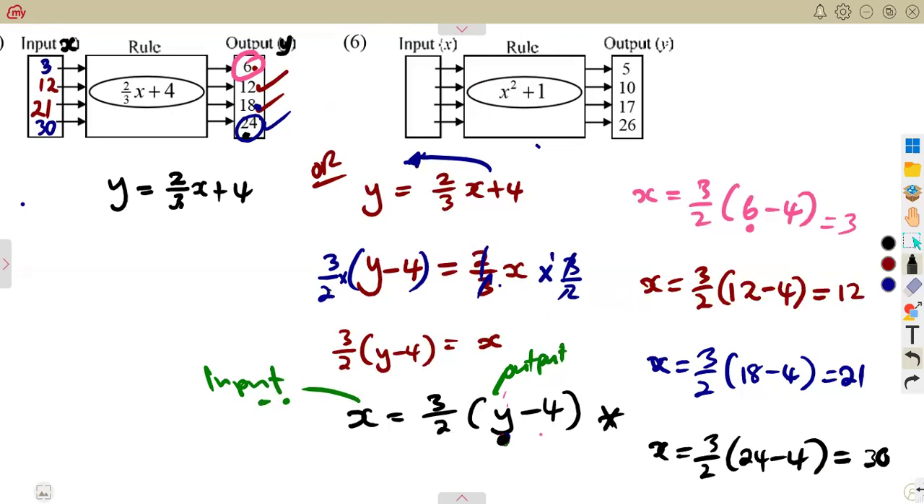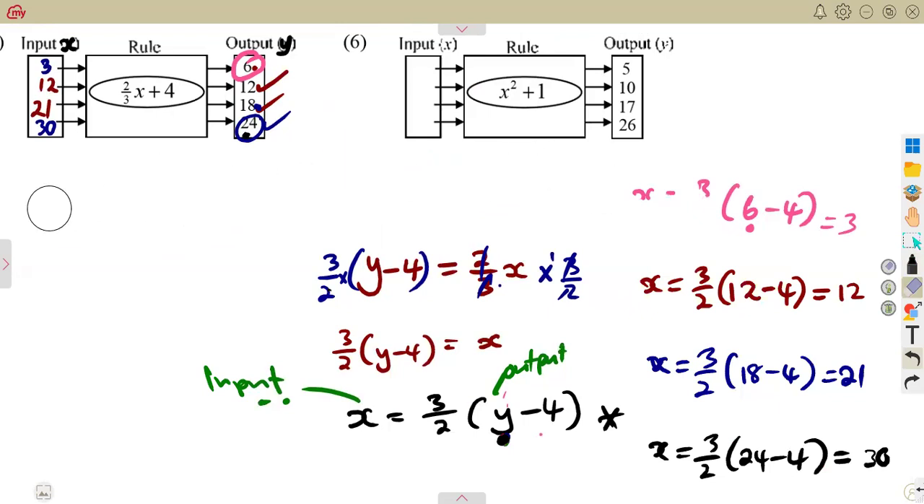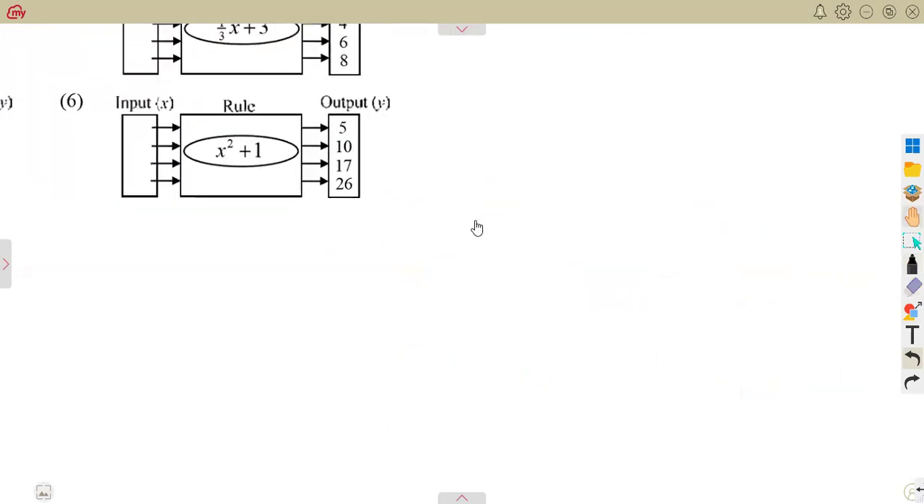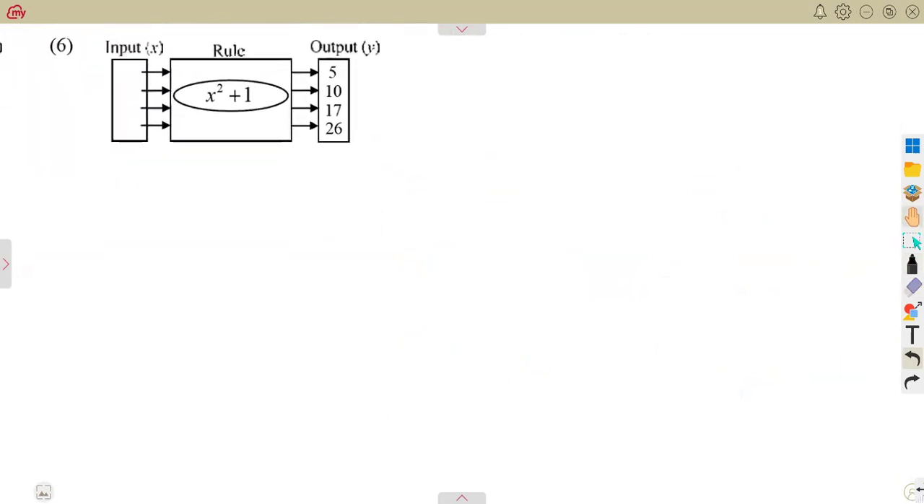So it's in your hands. The way that you're going to use, are you going to first make x the subject? After making x the subject, you substitute the values that you're given, or you're going to solve directly the equation that you're given. All right.